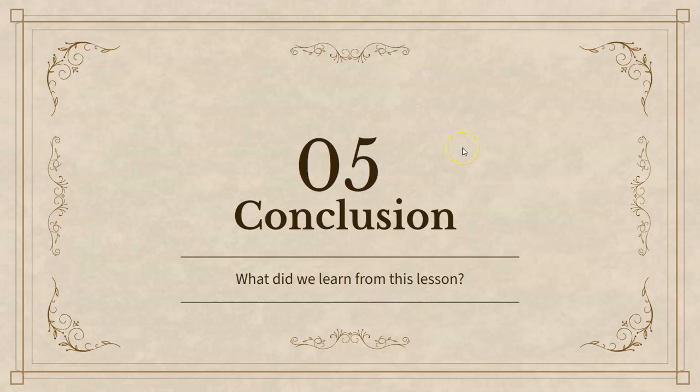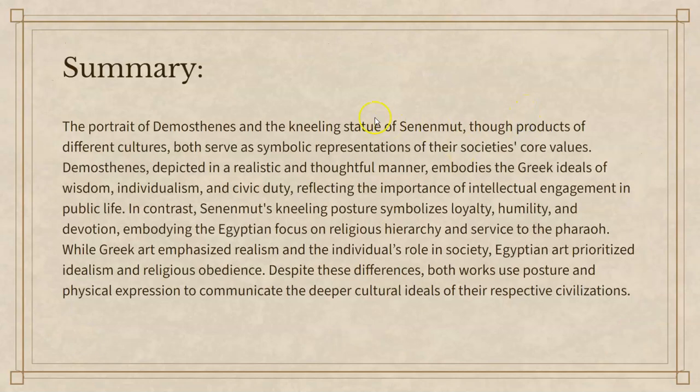Lastly, the conclusion. What did we learn from this lesson? Summary. The portrait of Demosthenes and the kneeling statue of Senmut, though products of different cultures, both serve as symbolic representations of their society's core values. Demosthenes, depicted in a realistic and thoughtful manner, embodies the Greek ideals of wisdom, individualism, and civic duty, reflecting the importance of intellectual engagement in public life.